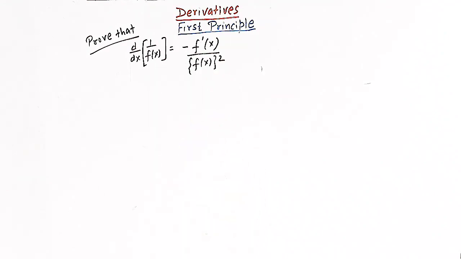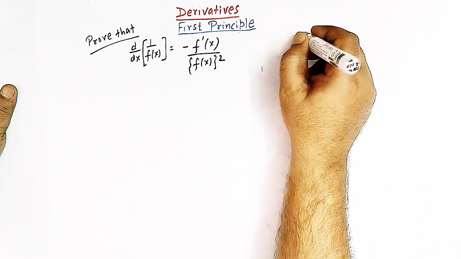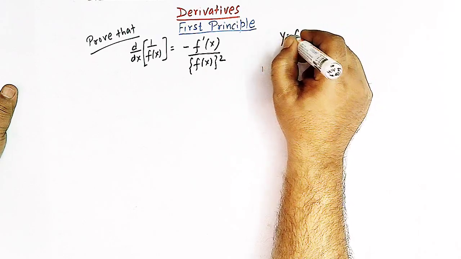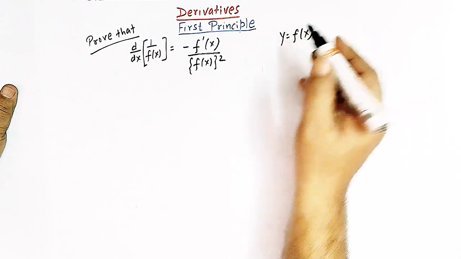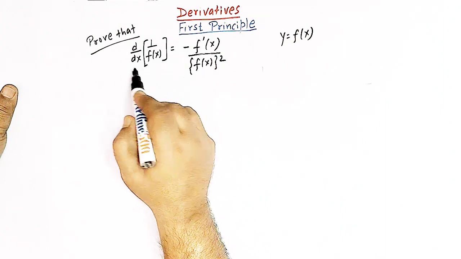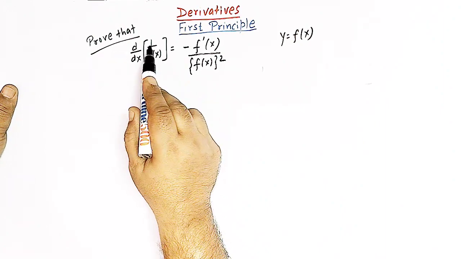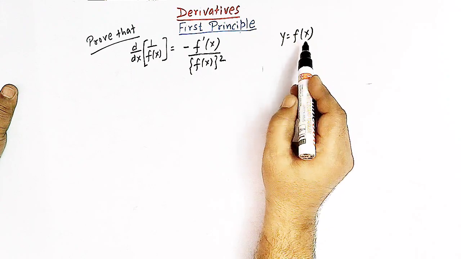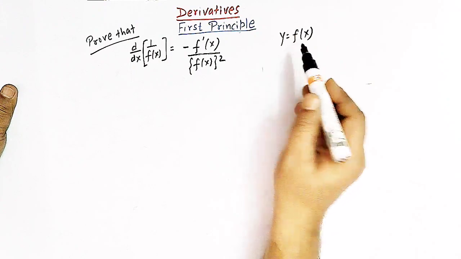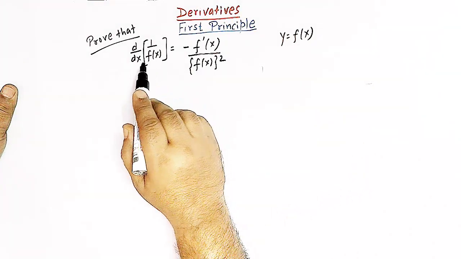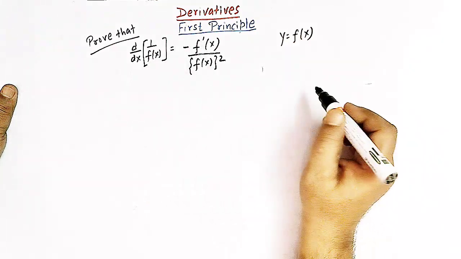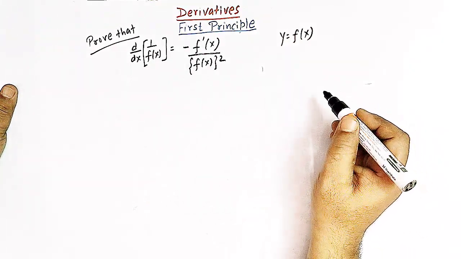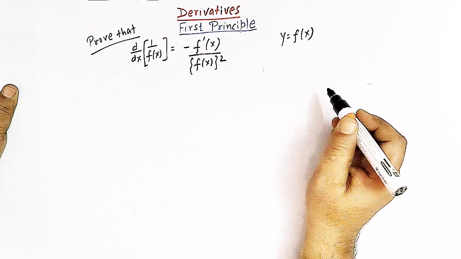So let us start. So here we have the function say y is equal to f of x, and here we have to find out the derivative of the reciprocal of this function f of x. So we'll find out the derivative using the definition or the method of first principle.